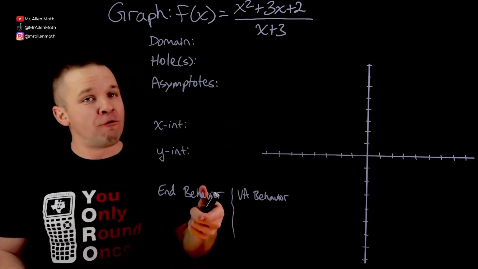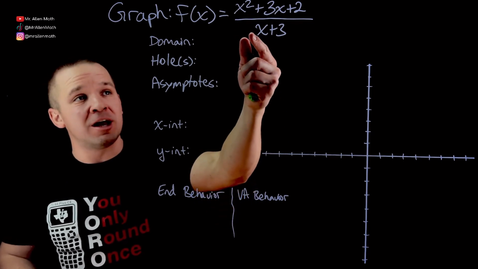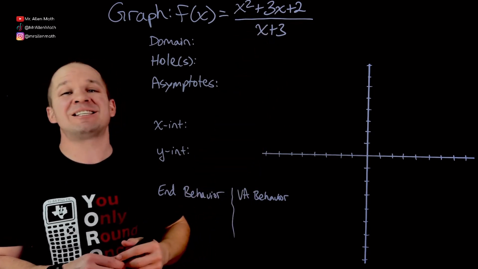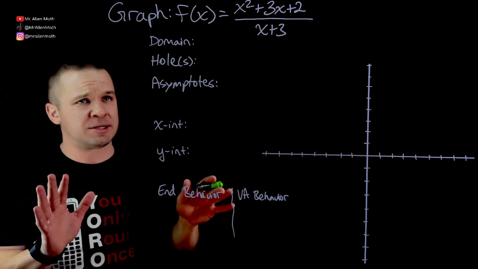Mr. Allen here, about to graph this rational function f of x equals x squared plus 3x plus 2 over x plus 3. And we've got ourselves a degree that's larger in the numerator, smaller in the denominator, which means we have a slant asymptote or oblique asymptote for this one. We're going to tackle that in a moment. I am excited, though. All right.